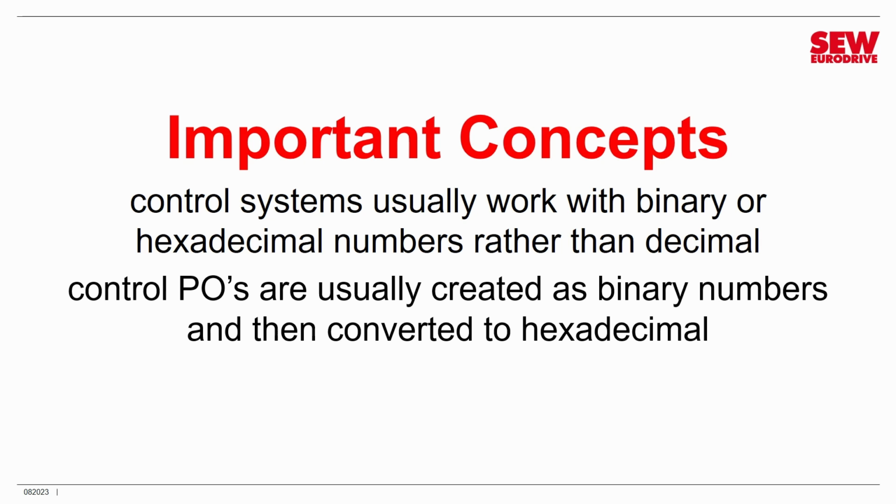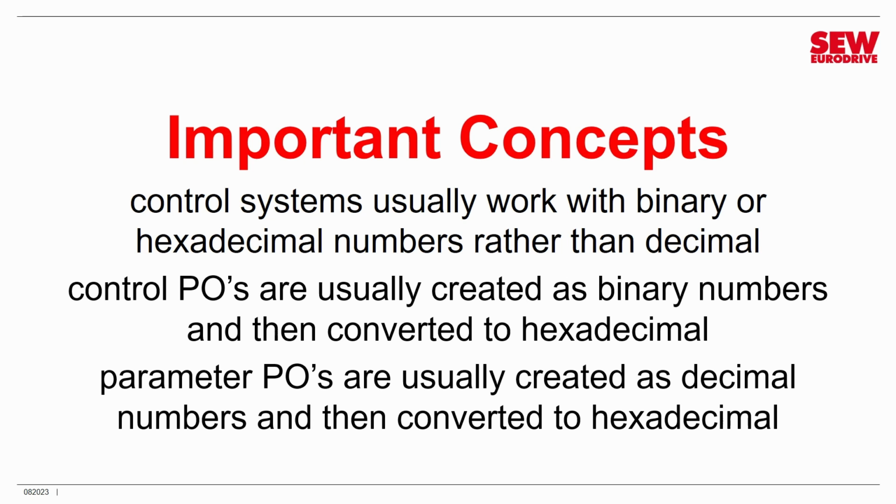Now, control POs are usually created as binary numbers because they have individual ones and zeros that are turning things on and off. So the programmer usually creates the binary number corresponding to what needs to happen in the VFD and then converts the binary number to hexadecimal.